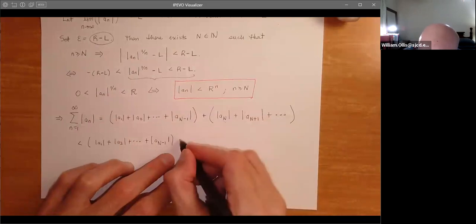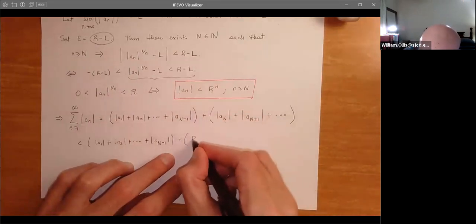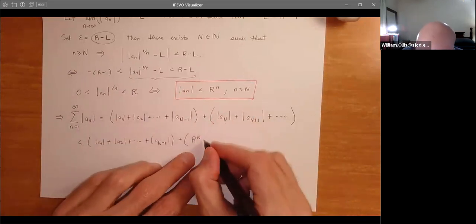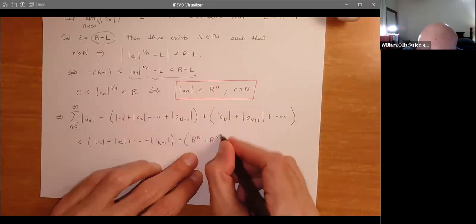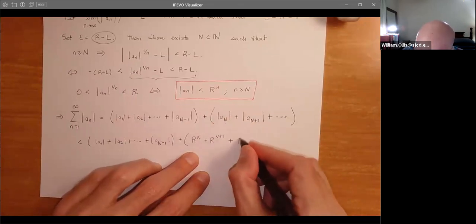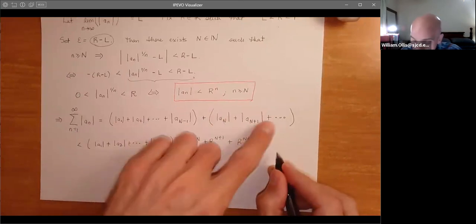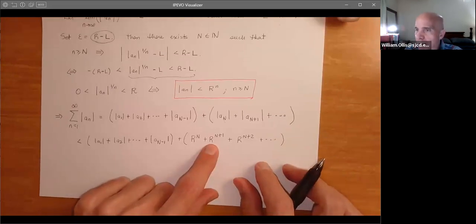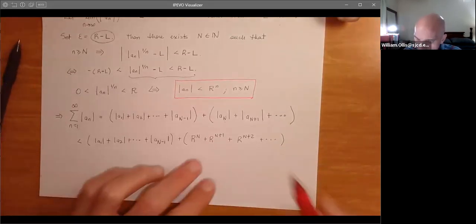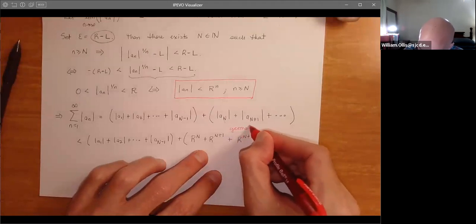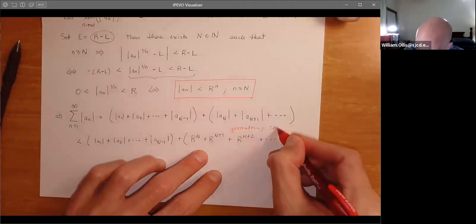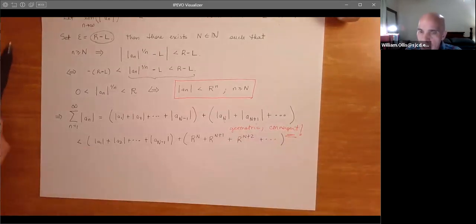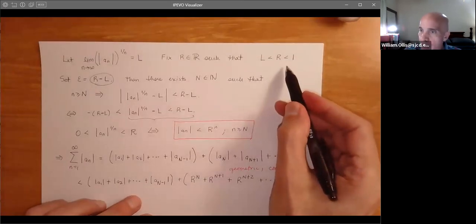This has an upper bound of what? R to the N. Just apply this result to this one. This one has an upper bound of r to the n plus 1. And then, of course, the next one will be r to the n plus 2, right? The one I left out, etc. But now, that's geometric. My goodness, how much did I talk about geometric? This is geometric. And it's also convergent. Okay? Convergent because of this restriction here.